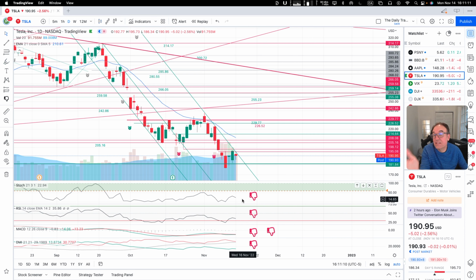Going back on the daily chart, stochastic is at 22. So stochastic is still not very good. Stochastic is not really good on the daily chart. And basically, all of our indicators are negative. So we don't have any signs yet that Tesla wants to really start to go up.